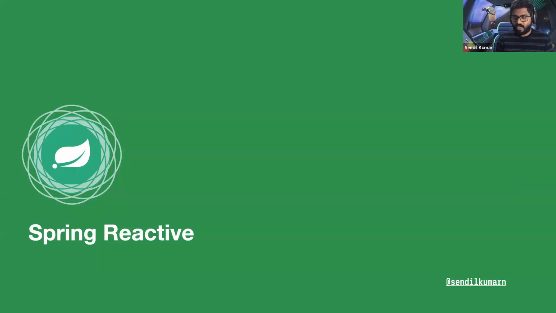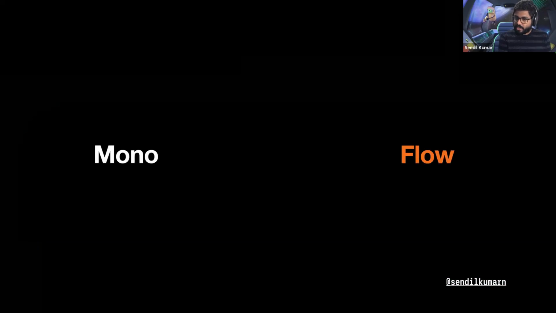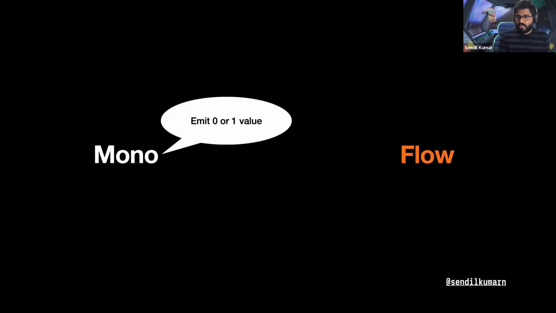And that's where Spring Reactive comes into the picture. In the world of Spring Reactive, there are a lot of new things, but two of the most important concepts, I feel, are Mono and Flux. Mono means that it emits 0 or 1 value. It's like an optional, where it emits a value, or it has no value, or it just throws an error. That's basically what Mono is.